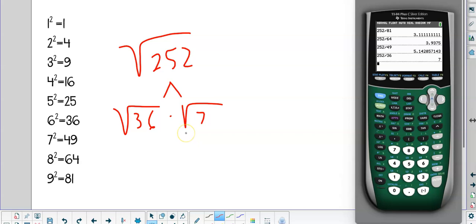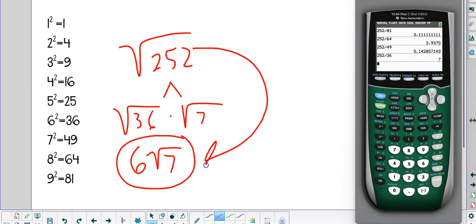So the square root of 36 can be found. That's 6, because 36 is a perfect square. Square root of 7 cannot be found. So this is the simplified answer of the square root of 252. Now let me show you another trick over here on the calculator. The square root of 252 is about 15 point something. So I knew I needed to choose a number below 15, and 6 is.